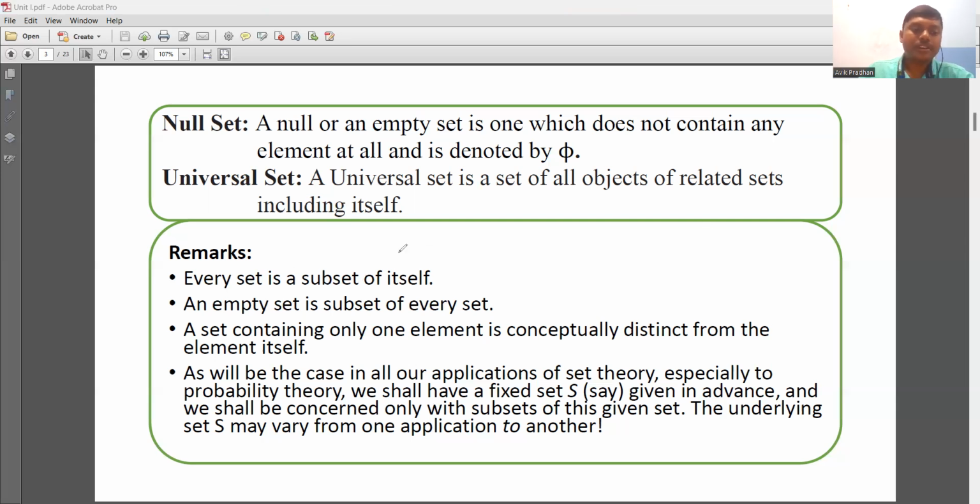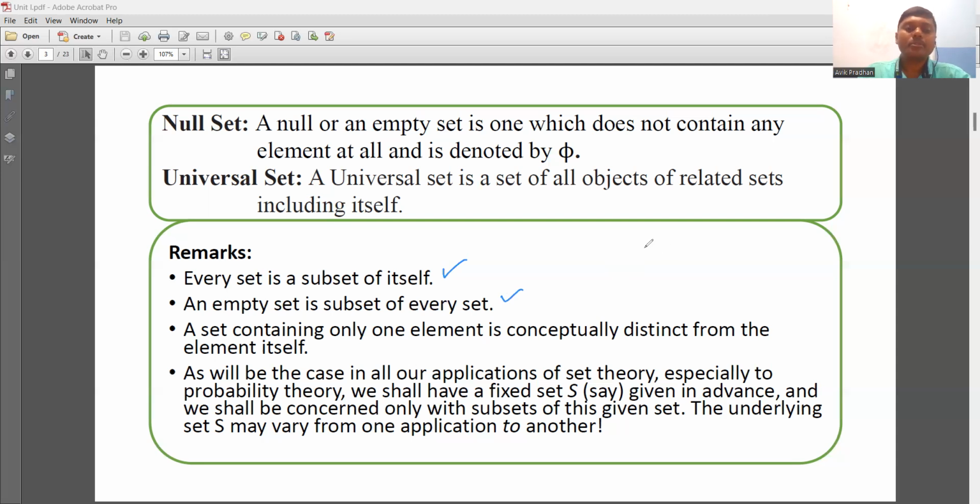So here I have mentioned a few remarks. First of all, every set is a subset of itself, because if I consider A is a subset of A itself, and A is a subset of A itself, then we can write A is equal to A. So basically every set is a subset of itself. The second thing says that an empty set is a subset of every set. That means if I think about the empty set, it is the set which does not contain any element.